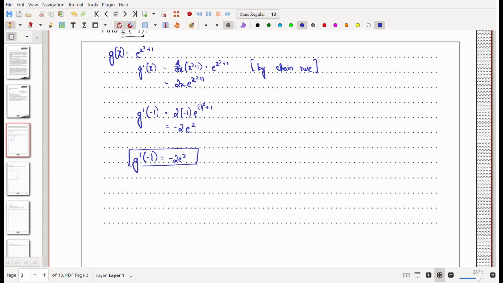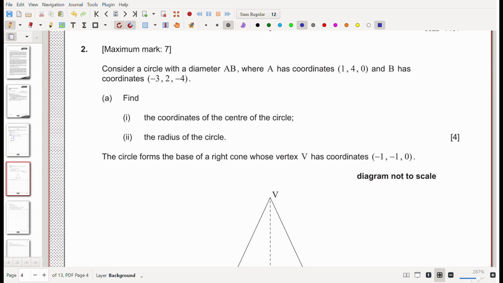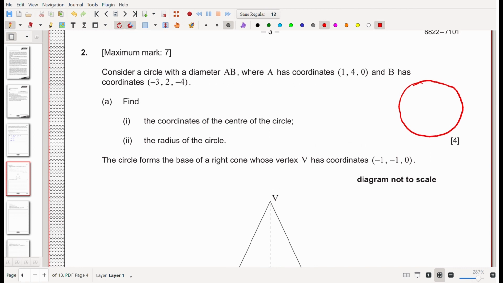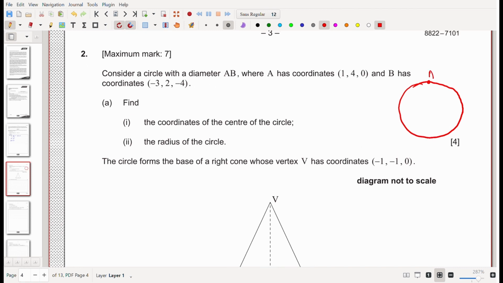Moving on to question number 2, we are given a circle with diameter AB, where A has the coordinates 1, 4, 0, and B has the coordinates minus 3, 2, and minus 4. So let's go ahead and draw this out. So if this is our circle, let's call this point A and this point B, and this is minus 3, 2, minus 4, and this is 1, 4, 0.